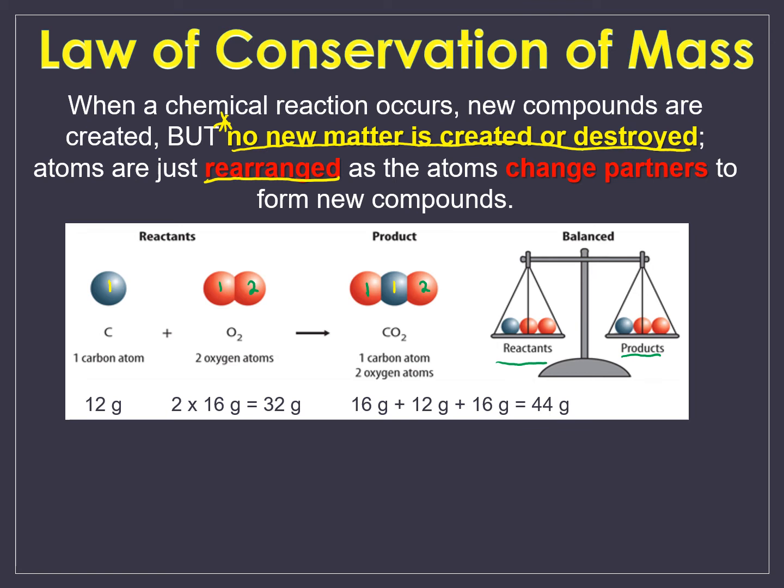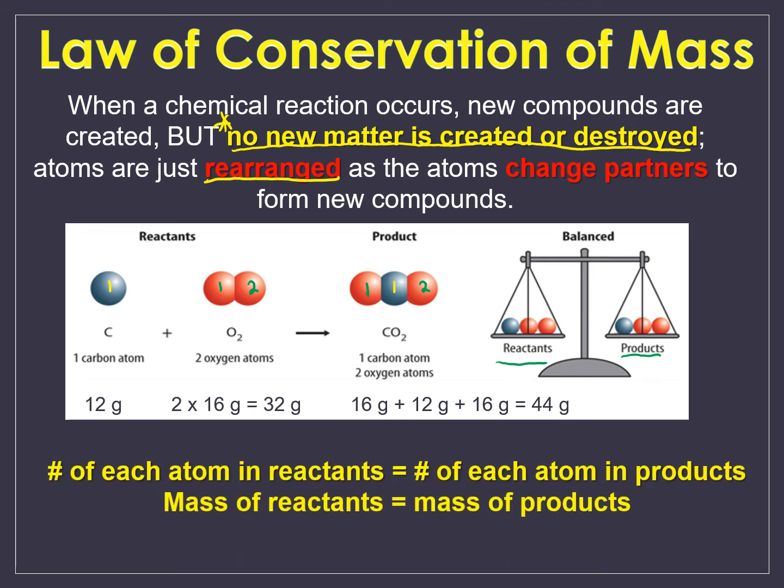In addition, we can summarize this and say that the number of atoms in the reactants equals the number of each atom in the products. Okay, so this is a good summary that I want you guys to write down. And I want you guys to write down that the mass of reactants equals mass of products. And let's see this example play out.